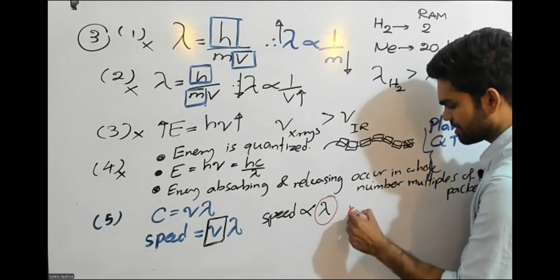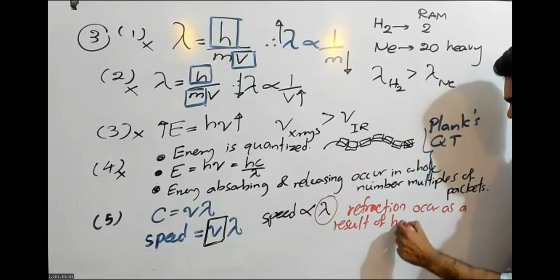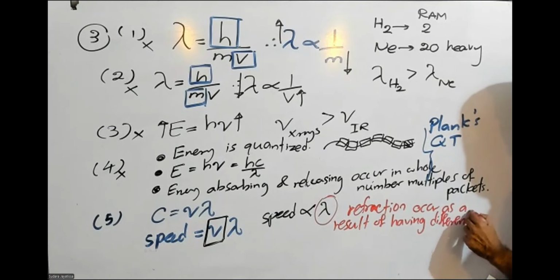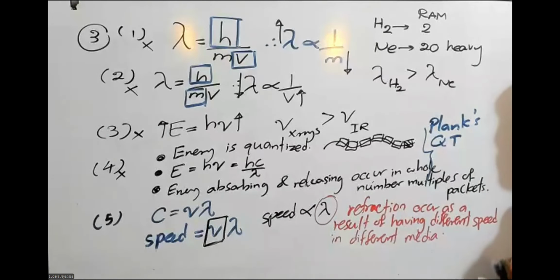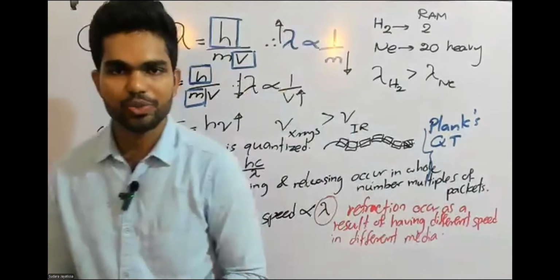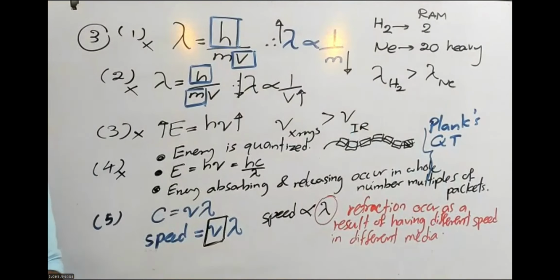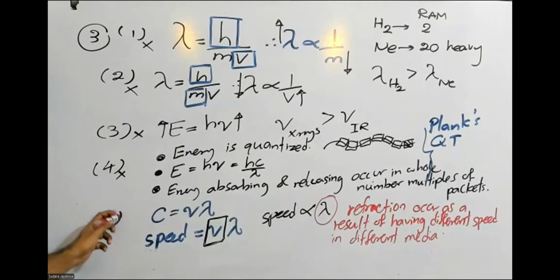So let's write that one. Refraction occurs as a result of having different speeds in different media. When the speed is changing, wavelength is going to get changed. So this statement is actually correct. Photons that have the same frequency can have different wavelengths, because when they are refracting, they will have different wavelength. So the fifth one is our answer. The fifth one is the correct option.